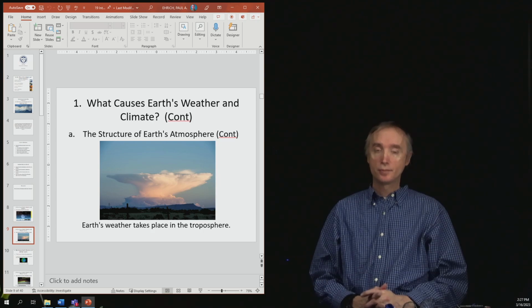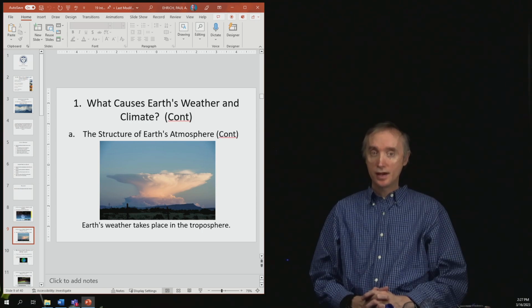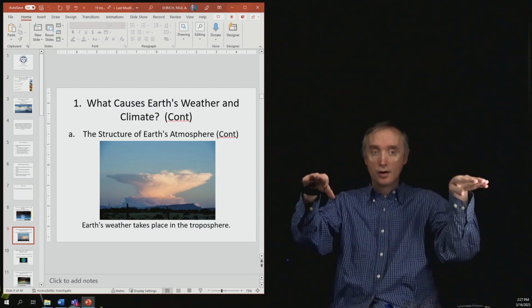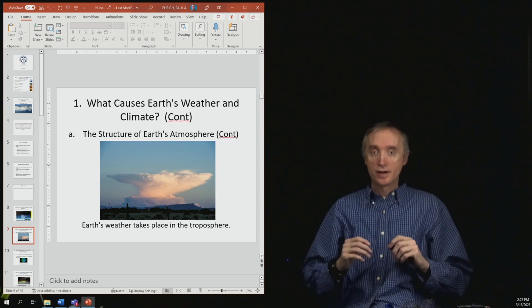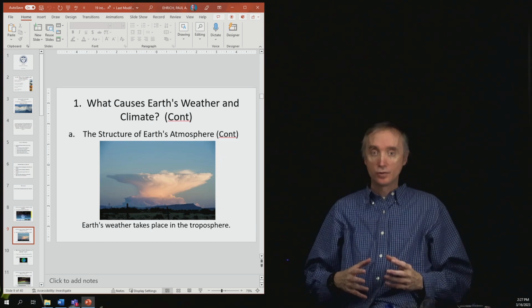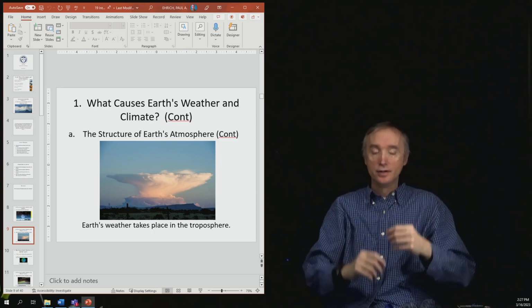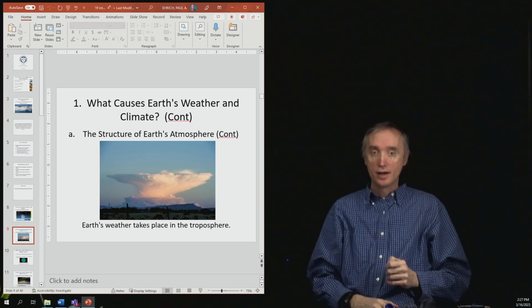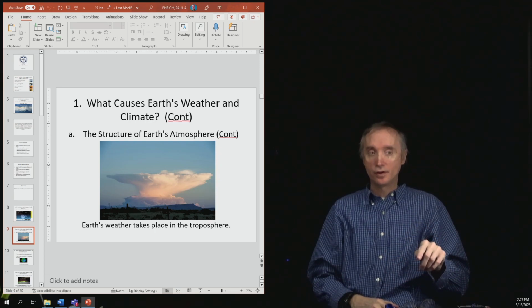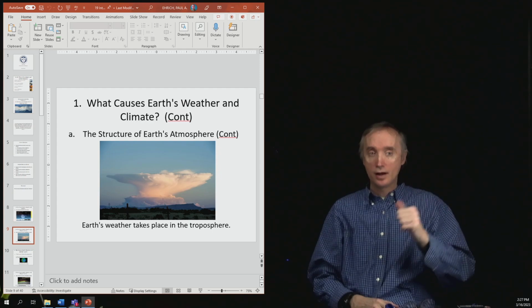This is a picture of a very severe storm in Oklahoma, and you can see how the clouds have boiled up and then are flat on the top. We call this an anvil cloud. What has happened is the clouds have risen as high as they can in the troposphere, and when you get to the stratosphere, they can't go up any higher.